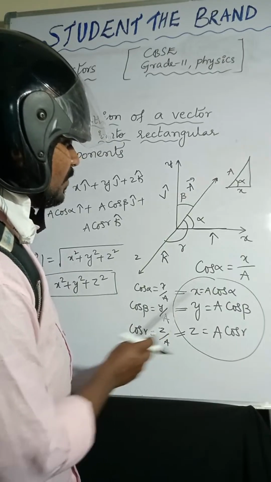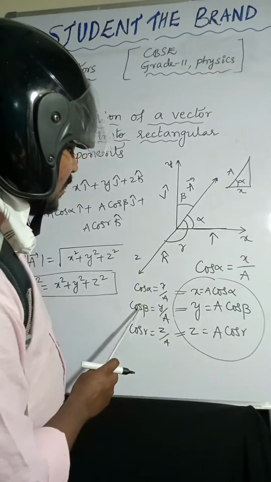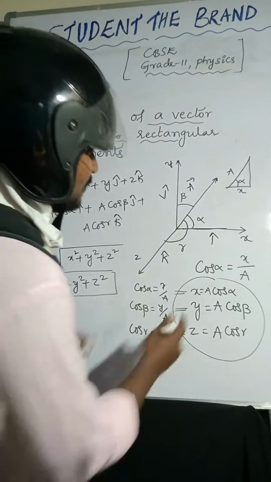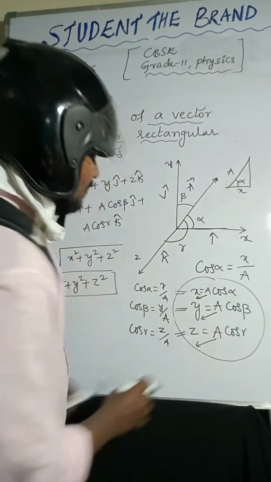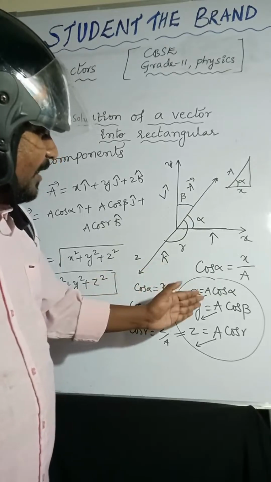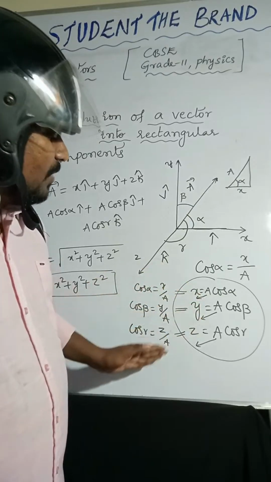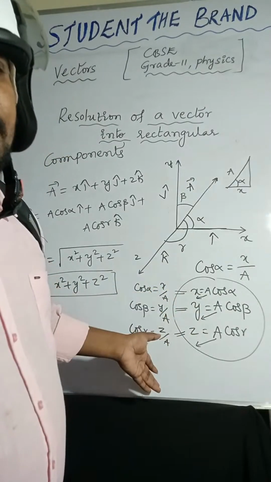So x by a equals cos alpha, cos beta equals y by a, and we can simply take a to this side. Then we get cos alpha equals x by a, cos beta equals y by a, cos gamma equals z by a. That's enough. Is it clear? I hope it is very clear to you all.